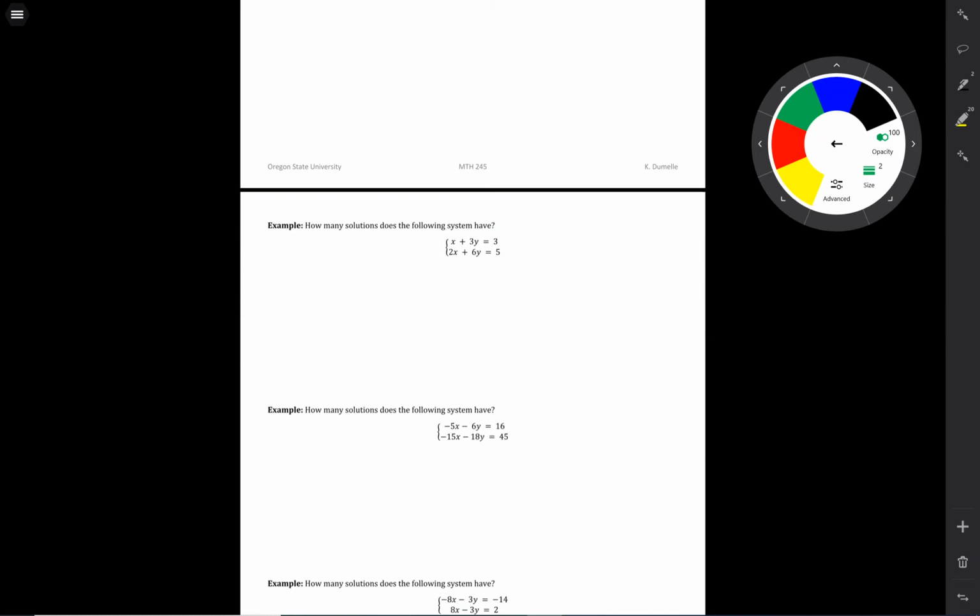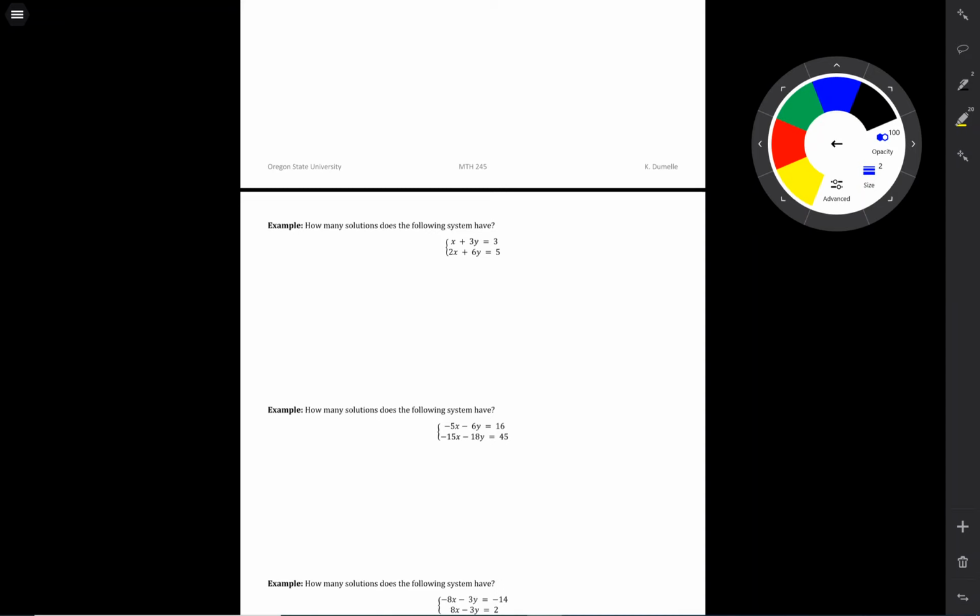Our first example says, how many solutions does the following system have? We have x plus 3y equals 3 and 2x plus 6y equals 5. I have several ways that I can solve this system, right? I'm going to multiply the top equation by -2 so that when I add these two equations together, my x's cancel out with each other.